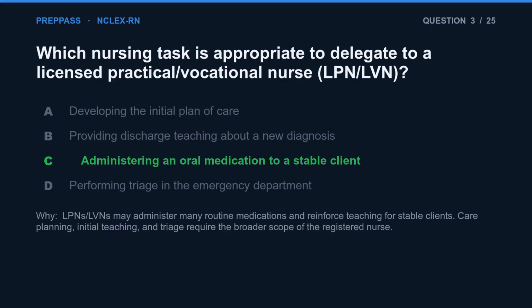The correct answer is C. LPNs/LVNs may administer many routine medications and reinforce teaching for stable clients. Care planning, initial teaching, and triage require the broader scope of the registered nurse.